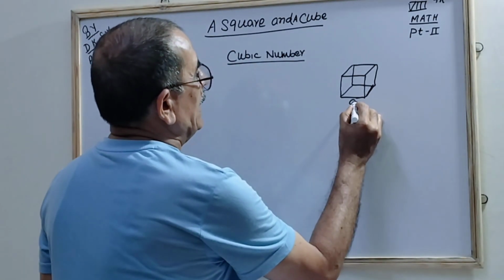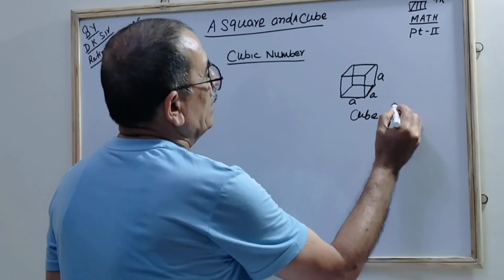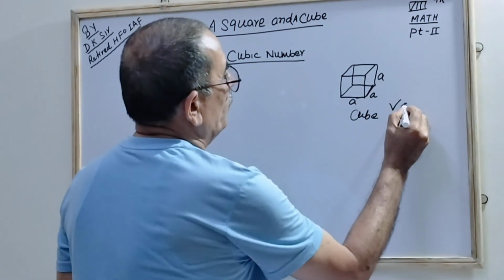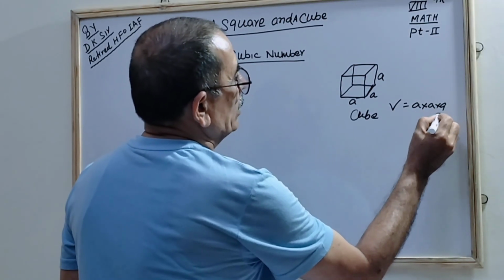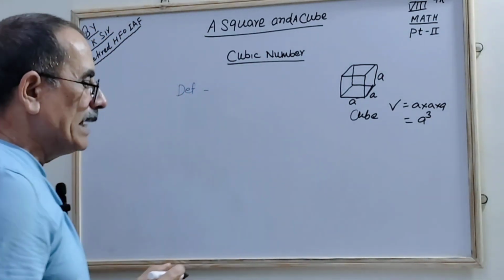If the side length is a, the width is a and the height is a, and we are asked to find the volume, then what do we do? a into a into a, so it becomes a cube. We call it a cube.